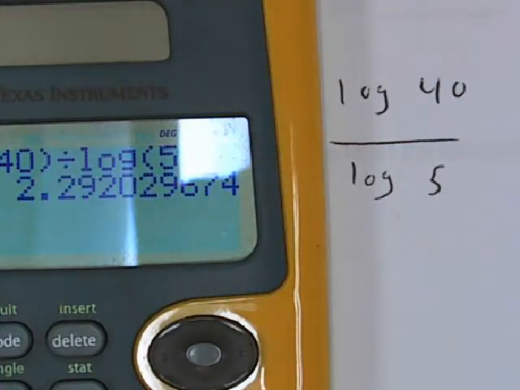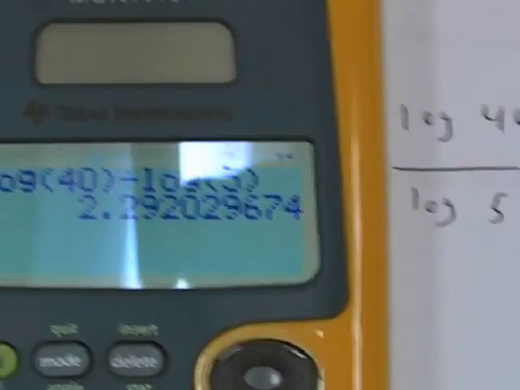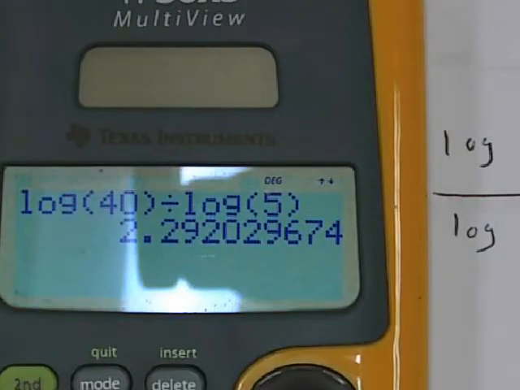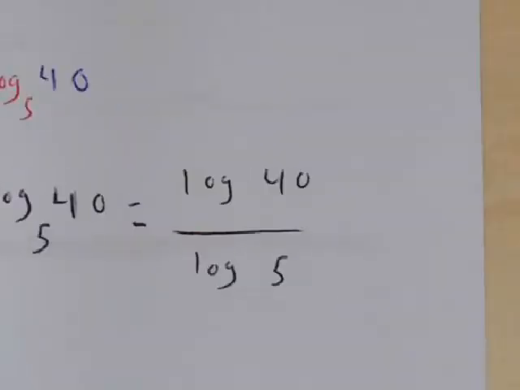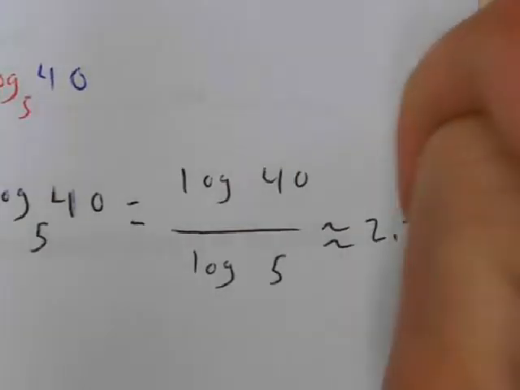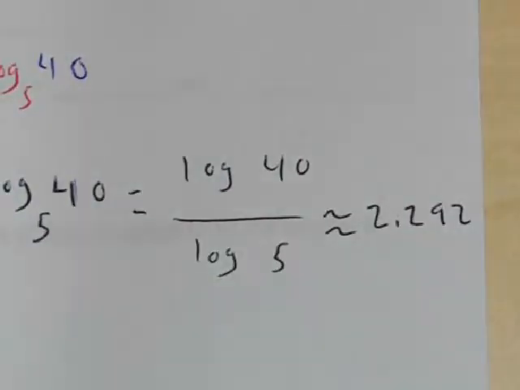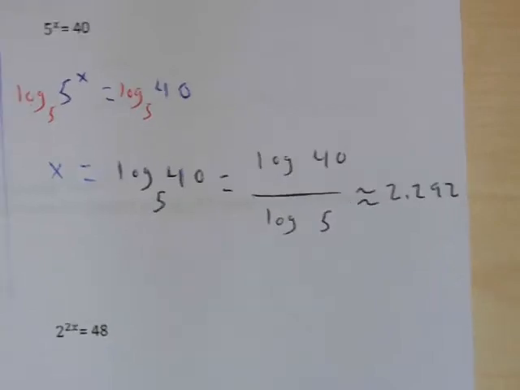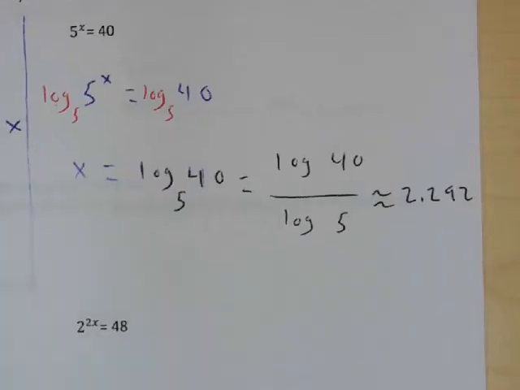And like we said, 2 point something. So we get, sorry, zoomed in kind of far here. We get 2.292. Okay, so then this answer is approximately 2.292. All right, let me zoom out a bit. I like being zoomed in so you can see, but I'm getting off screen a little bit.